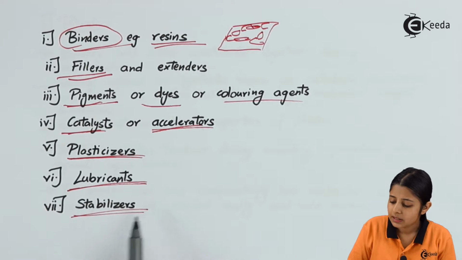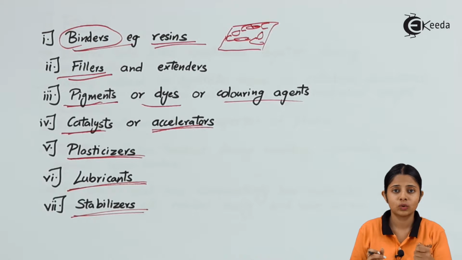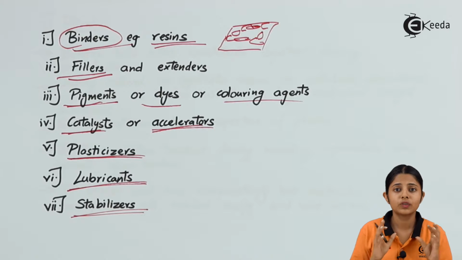Finally, we have stabilizers. Stabilizers will help plastic to stabilize if they are going through certain chemical reactions. So if I have a plastic bag and I try to heat it, it will get burned down, but it will not explode because of the stability which is there in the material obtained from the stabilizers.